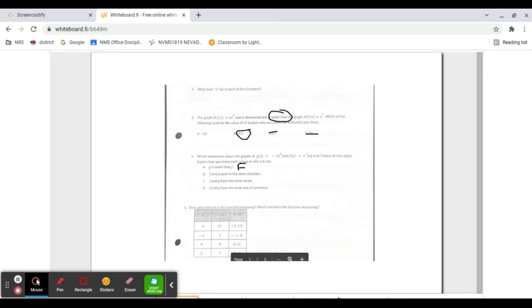F and G open the same direction. That's also false. If you look at G, it has a negative sign out front, which means that it opens down. And if you look at F, it has a positive number up front, like a 1, and that would open up. So that's false. They have the same vertex. True. If they were written in vertex form, they would both have 0, 0 as the vertex, which also means that this last one is true. They both would have an axis of symmetry of x equals 0, because whatever this first number is in your vertex is the number you put for your axis of symmetry.